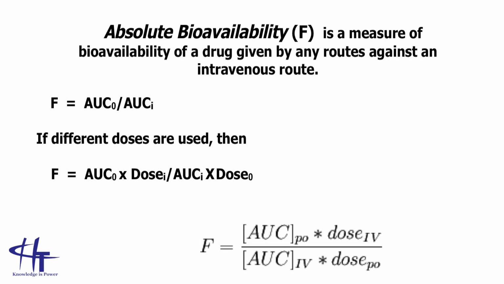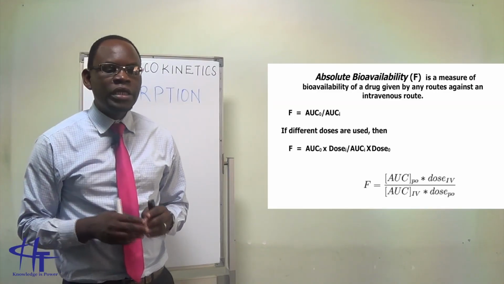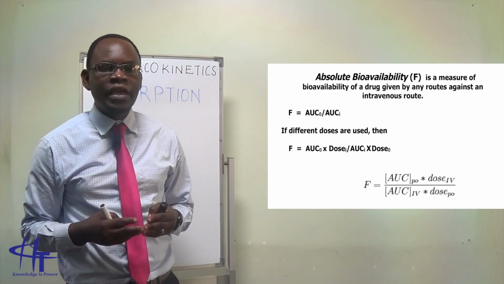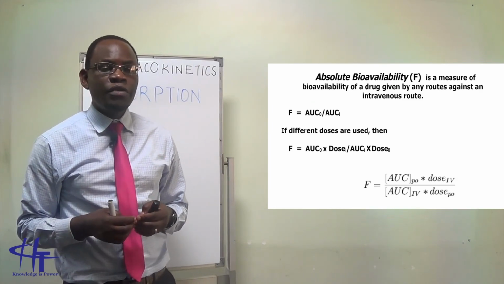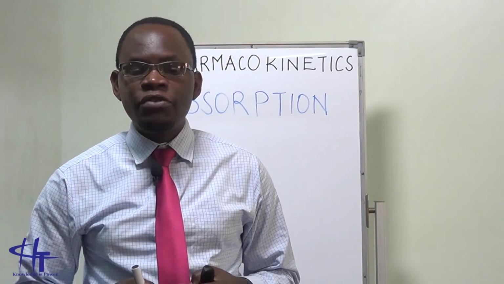bioavailability. And here, with absolute bioavailability, it is denoted with capital letter F, and it measures the amount against what we call the IV. So it is a measure of the bioavailability of a drug given by any other route against the intravenous route. So in other words, it is not being measured against anything else but the intravenous route, because we know very well that the bioavailability for the intravenous route is actually 100%.